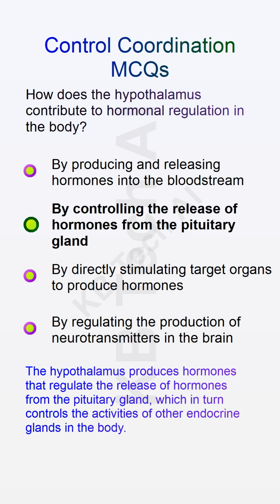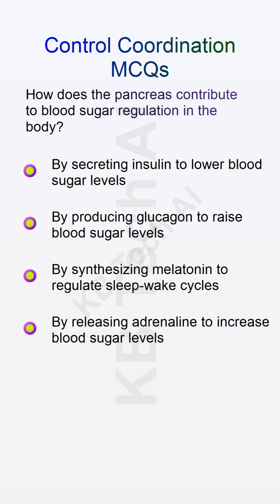The answer is Option 2. By controlling the release of hormones from the pituitary gland. How does the pancreas contribute to blood sugar regulation in the body?